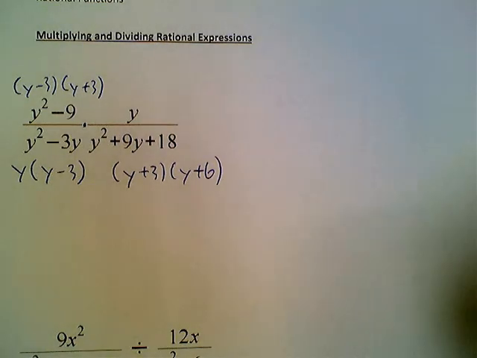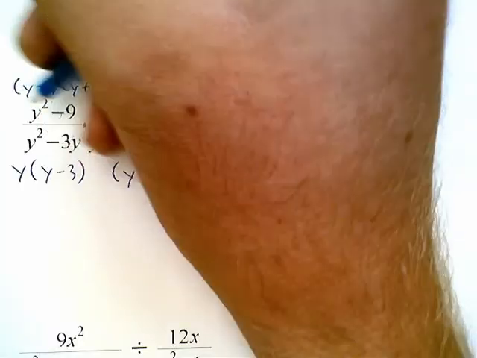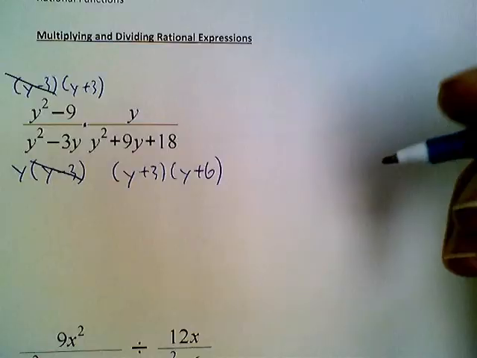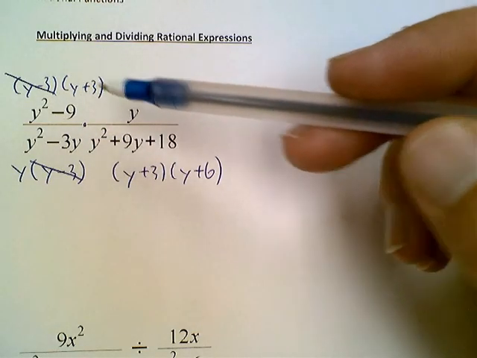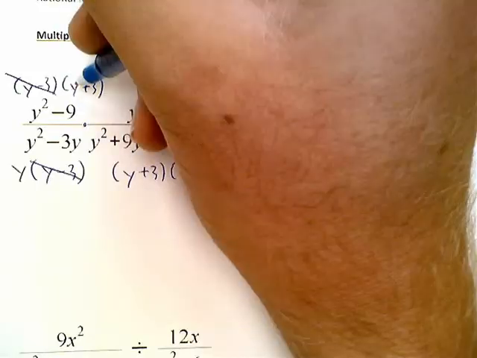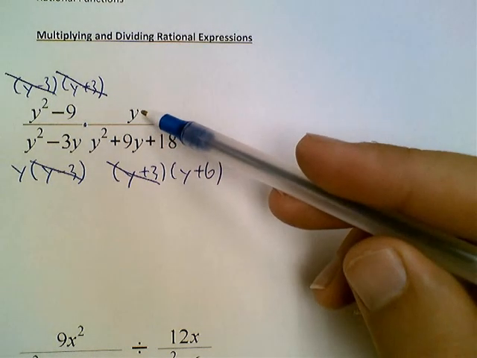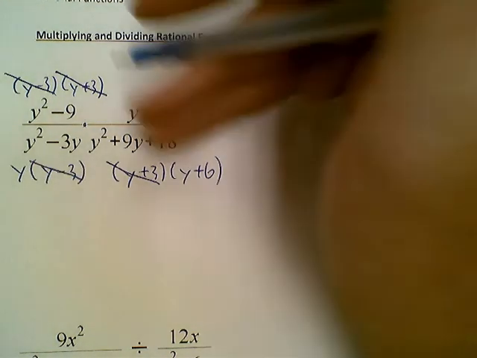All right, and now that everything is factored, can I cancel stuff out? Are there any common factors? It looks like there are quite a few. I've got a y minus 3 here and a y minus 3 in the denominator, so I can cancel those out. I got a y plus 3 here and a y plus 3 here, I can cancel those out. I got a single y here, a single y there, I can cancel those out.